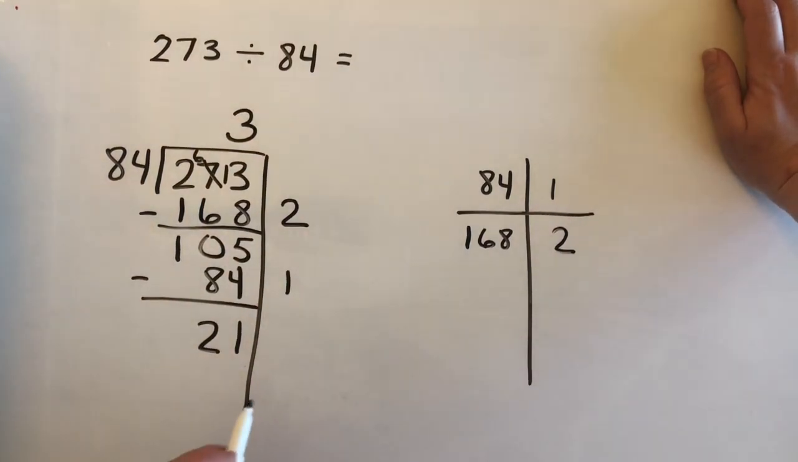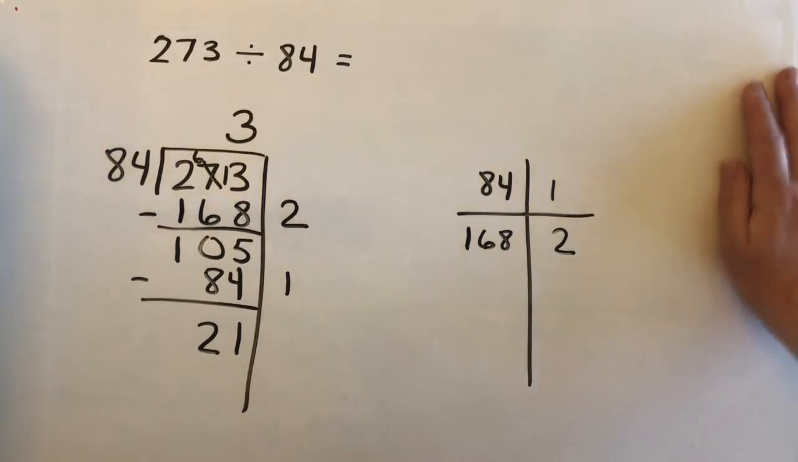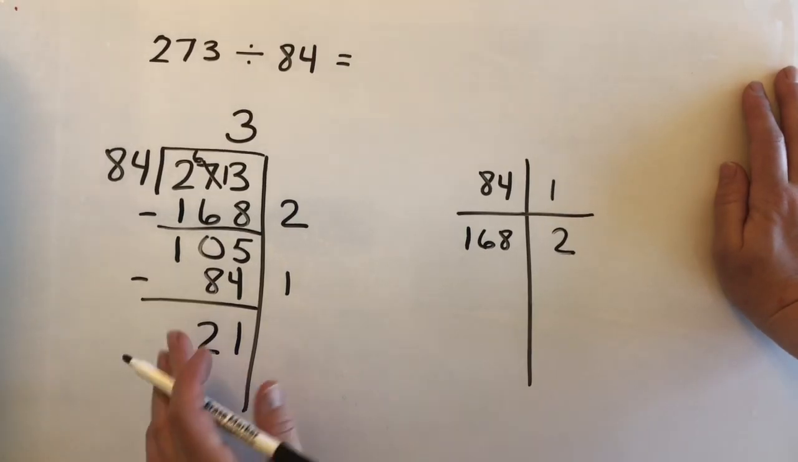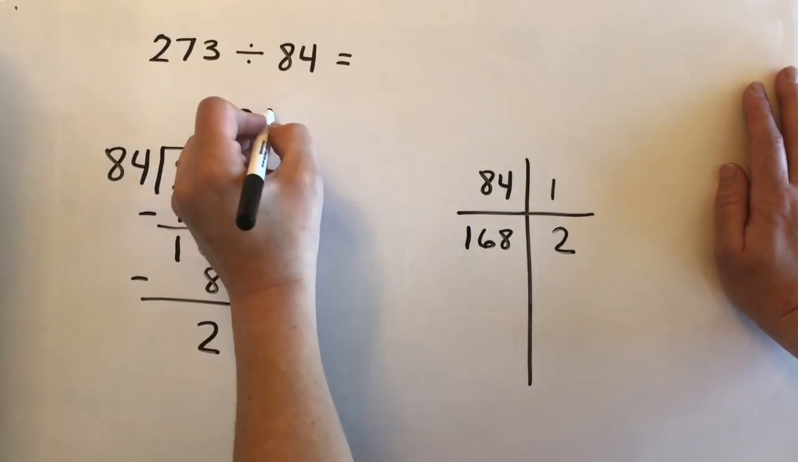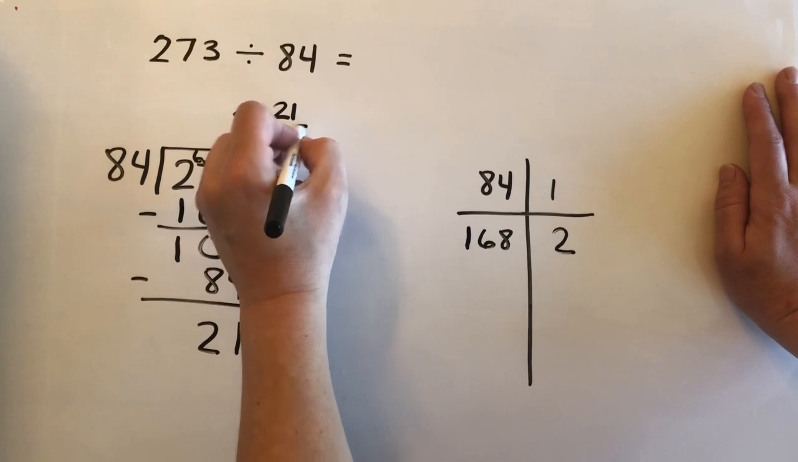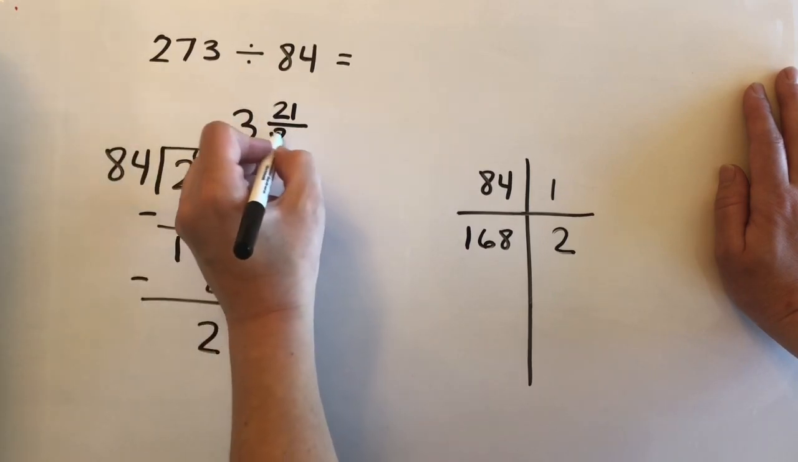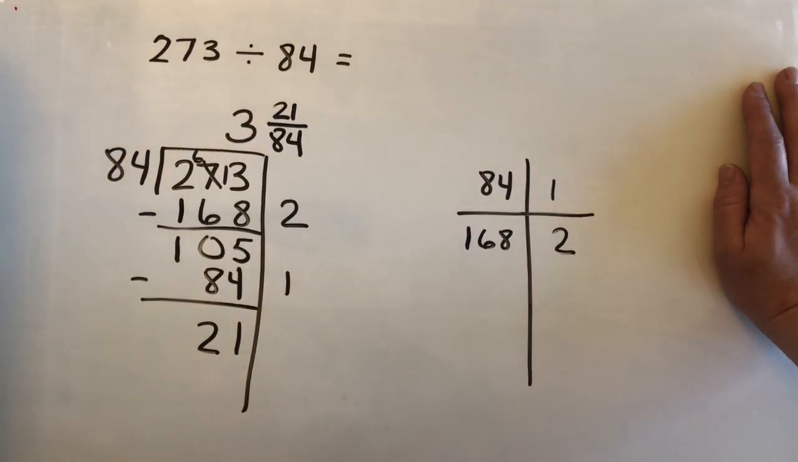So what do you do with that remainder? Well, in this case, it is the number of cookies. Can you break a cookie into a fraction or a decimal? Yes, you can. So in this case, we're going to take this remainder and we're going to put it up here with the 3. It's actually 21/84. That's the part they're going to get.